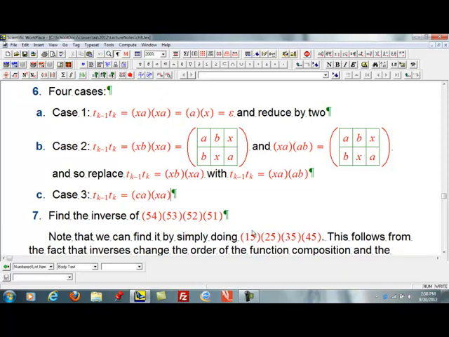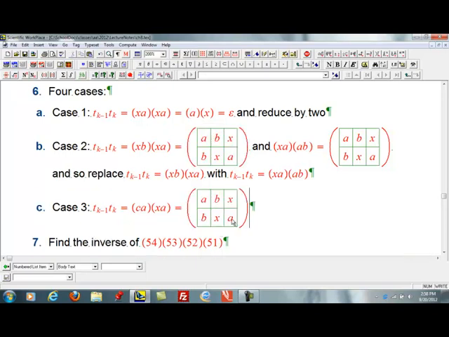CA and XA. So calculate this. What do we think it's going to be? Where does A go? A goes to X. Where does B go? Oh, we need a C. Where does C go? And where does X go? To C.